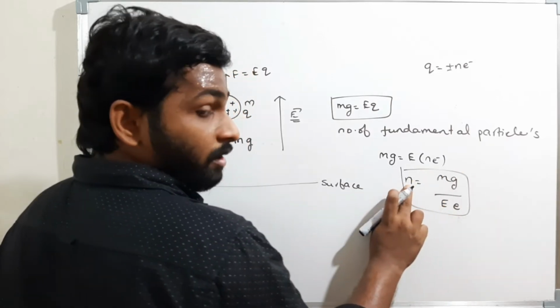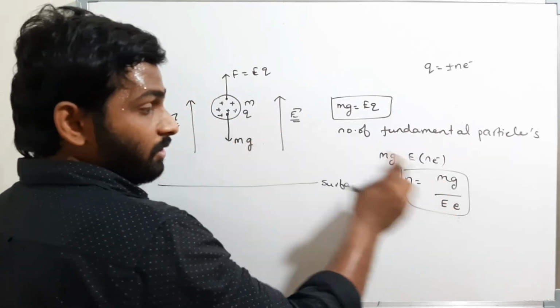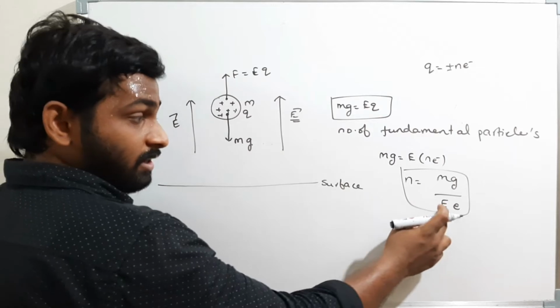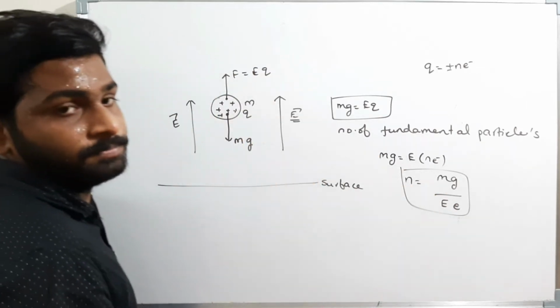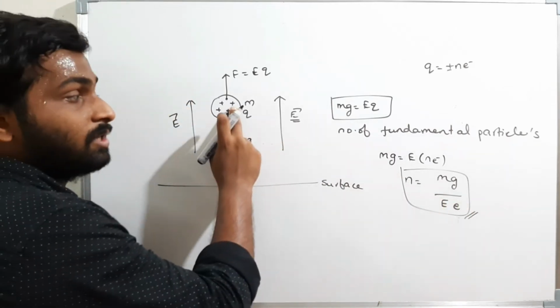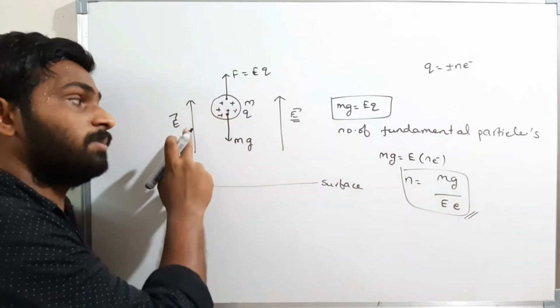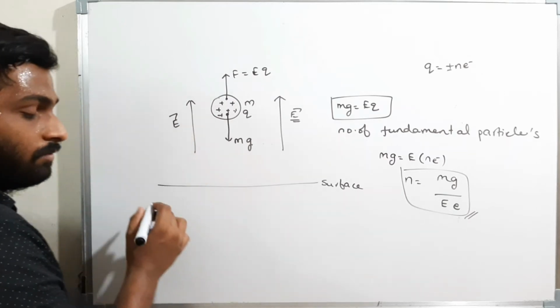Here n is the number of fundamental particles in the charge q, m is the mass of the charge, g is the acceleration due to gravity, E is the electric field intensity which is upwards, and e is the charge of one electron. Therefore, these are the number of particles present in this charge, so that it can be balanced in the air when placed in an electric field E. I think this is clear. Okay, some important points.